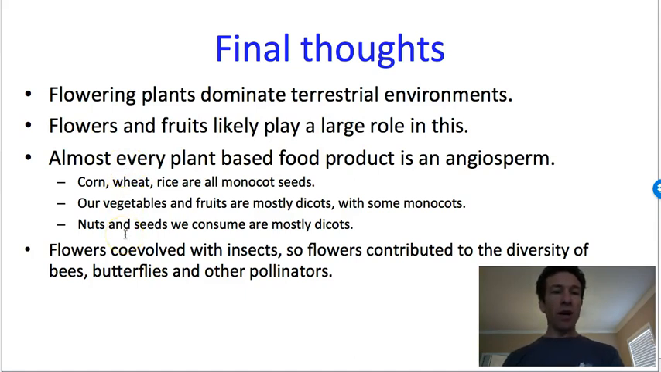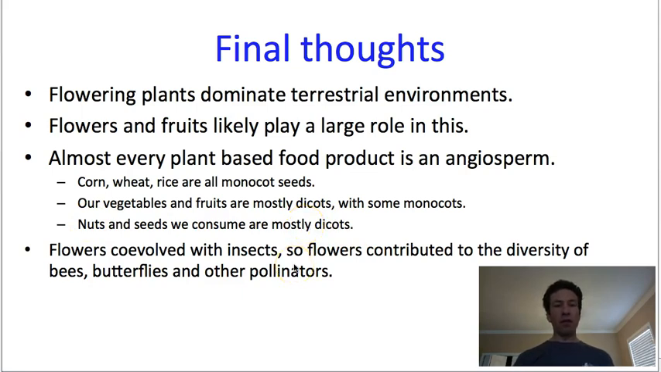Next, I want to point out that almost every plant-based food product is an angiosperm product. I said this earlier, but some examples: corn, wheat, and rice are all from monocots. Next, the vegetables and fruits that we eat are mostly dicots. There are some monocots as well, but there's very few gymnosperms or other plant types. And if you eat nuts or seeds, then almonds or walnuts or sunflower seeds, those are all dicot products too.